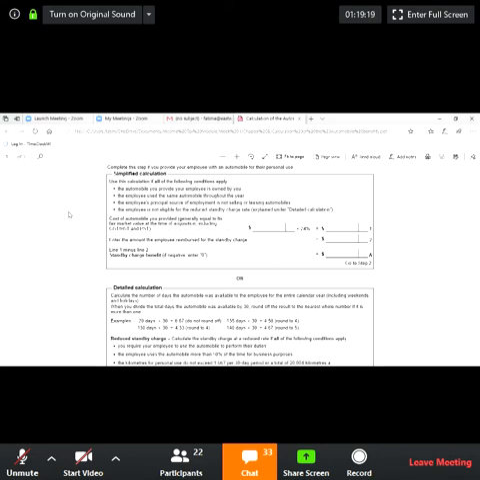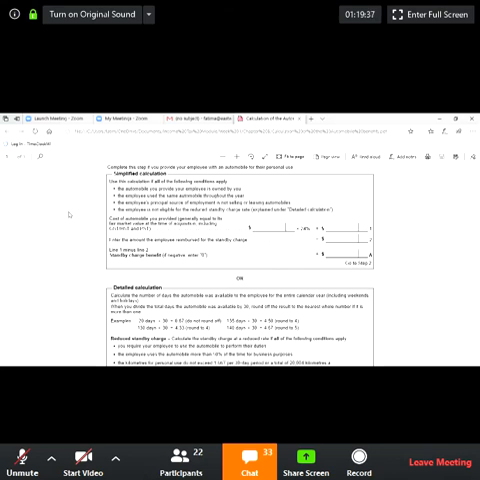The automobile you provide your employees is owned by you. That means you have not leased it. Like suppose XYZ Limited has given you the car to use for your personal use. Okay. But XYZ Limited does not own that car. They have leased it from another company. In that case, you cannot use this method.